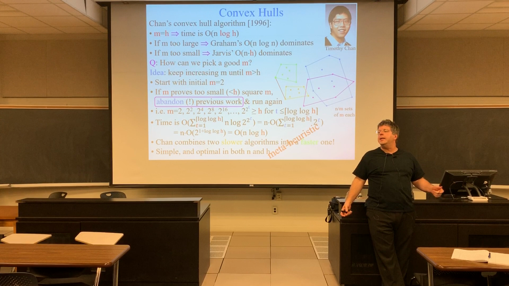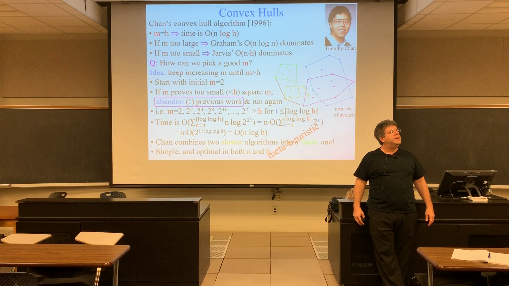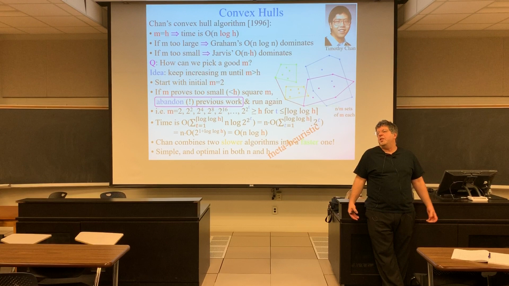And the total time complexity will be a lot worse than n log h. It probably will be quadratic, just like Jarvis's march to begin with. Or even worse, maybe, because it could be even worse than quadratic. You have to work out the algebra. So why not double it?